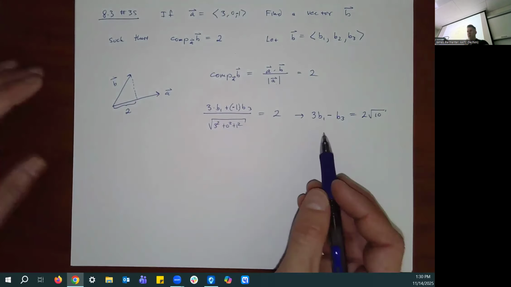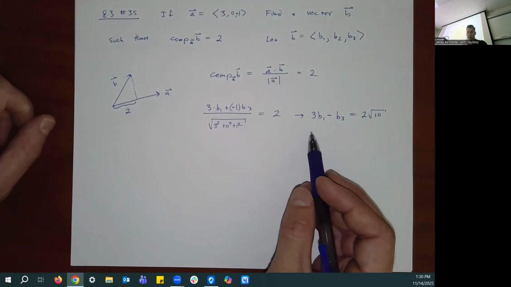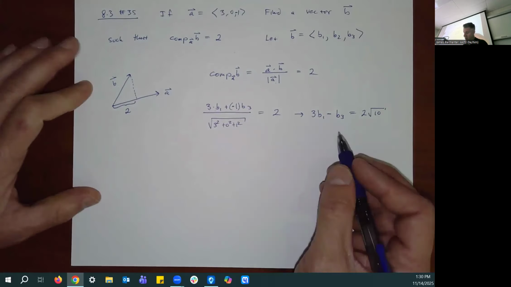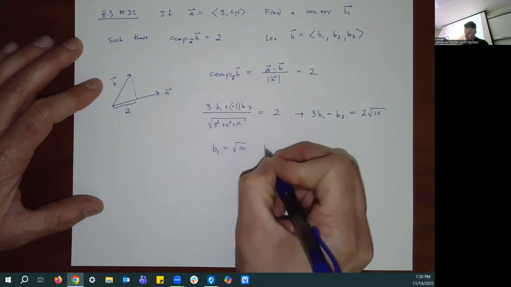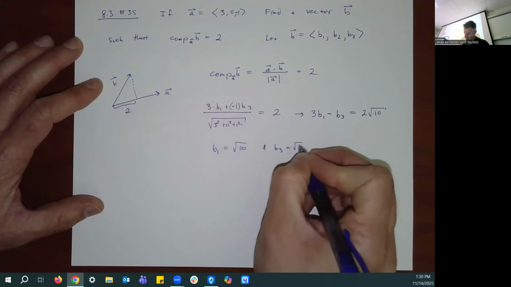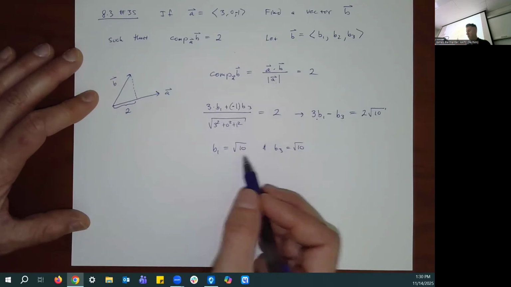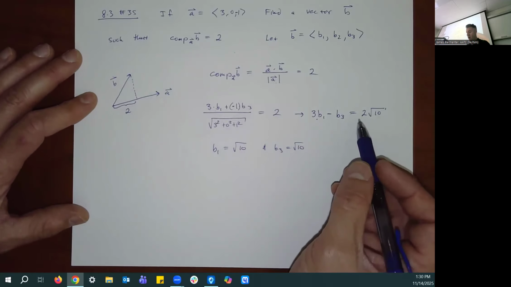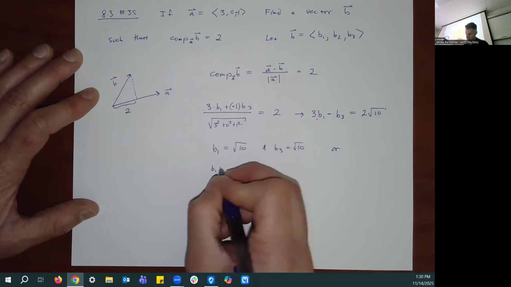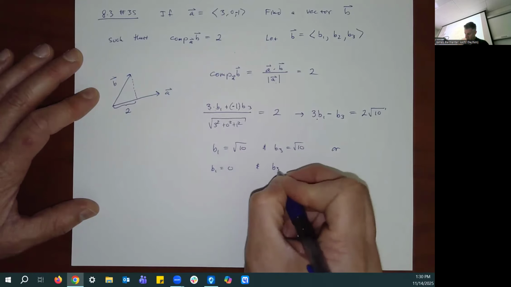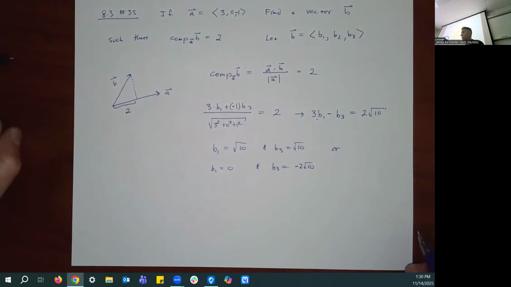But there's a lot of choices here, right? Literally an infinite number of choices. Probably an easy choice would be to say I'm going to let B1 equal the square root of 10 and B3 equal the square root of 10. Because then 3 times B1 minus B3 is going to be 3 root 10 minus 1 root 10, which is 2 root 10. Or you could pick B1 equal to 0 and B3 equal to negative 2 root 10. That would also work just as well.